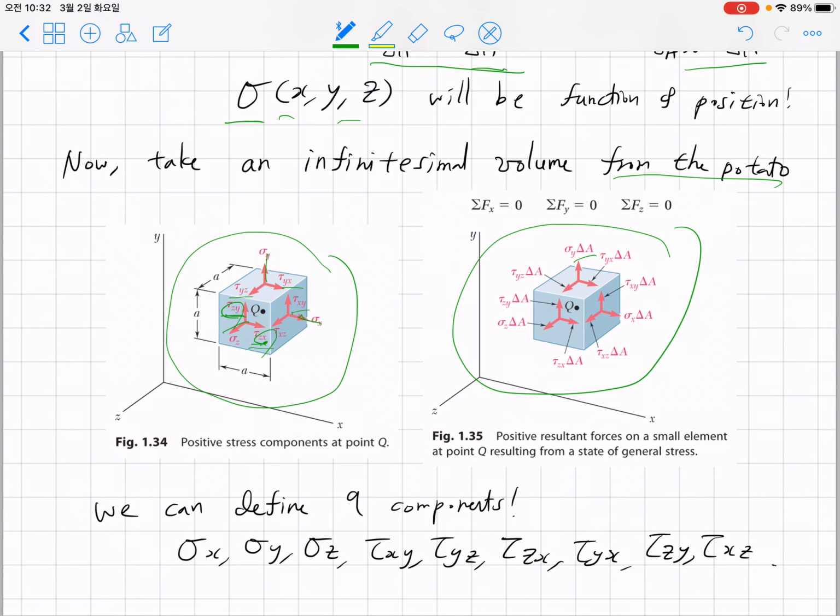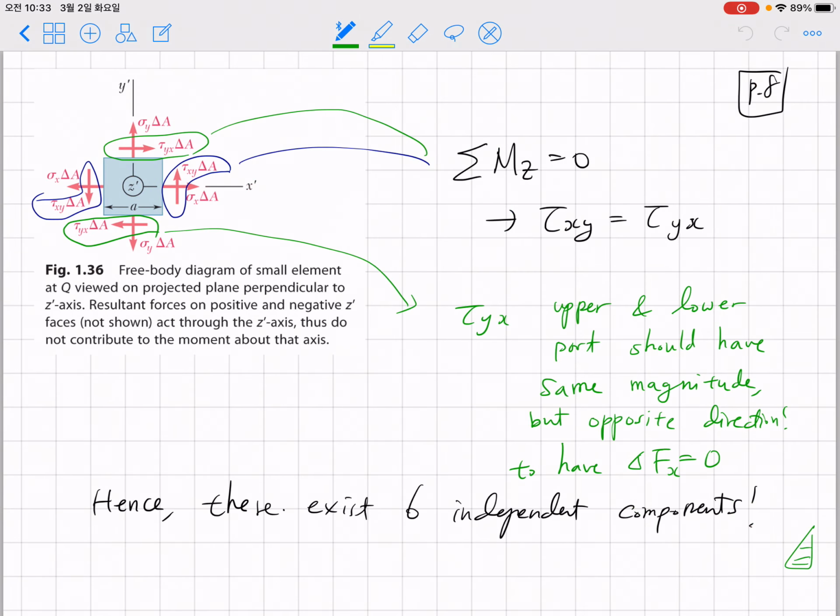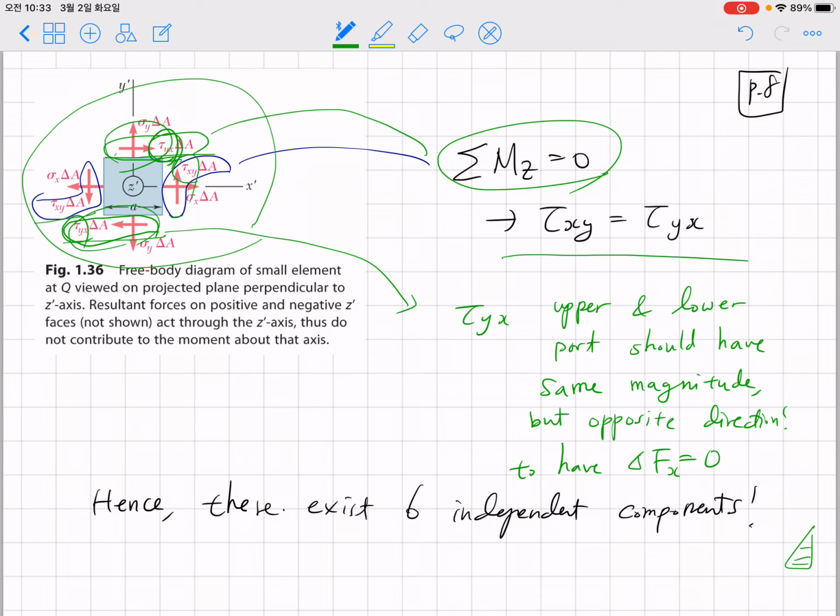Okay, so you can see that there are nine components, but actually out of nine components, one cannot say that we have nine independent variables, because if you look at the side view, what you're going to realize is that you can have tau yx and tau xy components here, and tau yx component here, tau xy component here. For the force balance, the tau yx values here should be the same magnitude in opposite directions. And for the moment balance, you should see that tau yx and tau xy should be the same value.